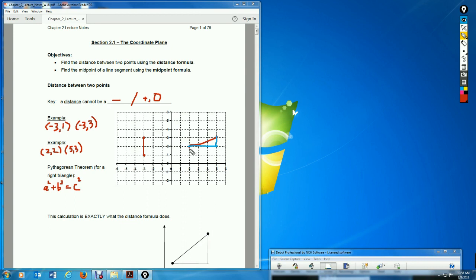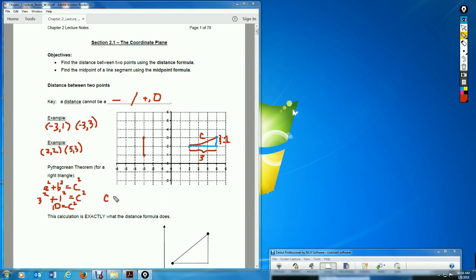Okay, so in this case, this would be one leg, let's call it A, and that distance is clearly equal to 3. This would be B, the other leg. This distance is clearly equal to 1. And then this is the unknown distance, the distance between the 2 points, and we call that C. So in other words, 3 squared plus 1 squared equals C squared. 3 squared is 9, plus 1 squared is 1, is 10. So 10 is equal to C squared, and then just take the square root of both sides.